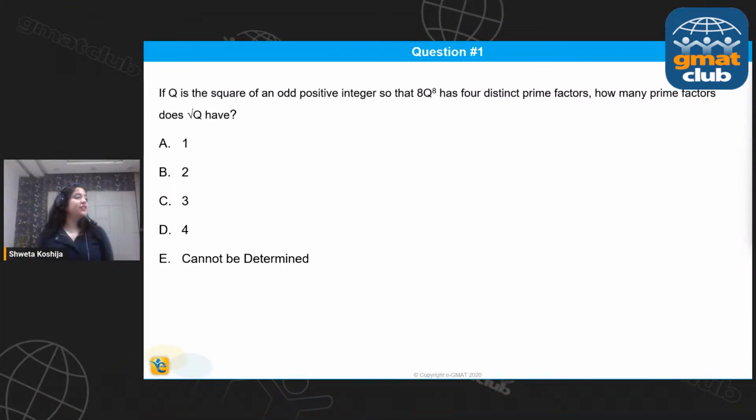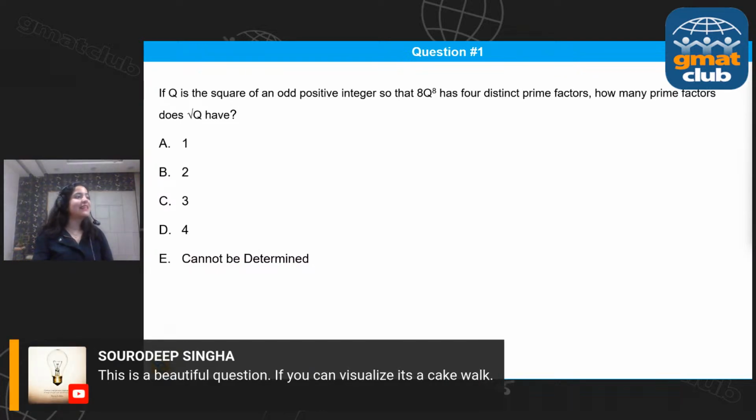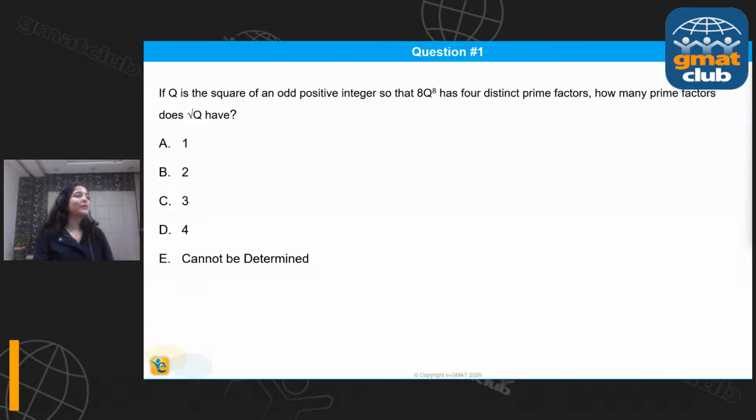All right, accuracy is here. 63% of the class got this correct. Popular incorrect choices were all of the other choices. So there was confusion. And I could see how Surodeep said it's a beautiful question. And if you can visualize it, it's really easy. It is indeed. Ankit says, I couldn't have solved it without warm up.